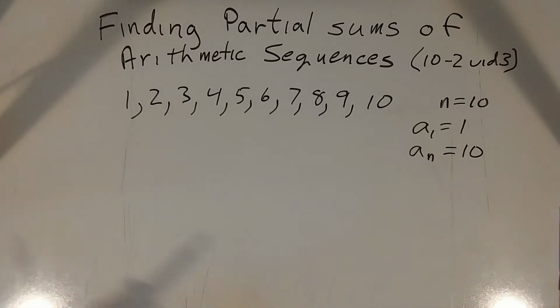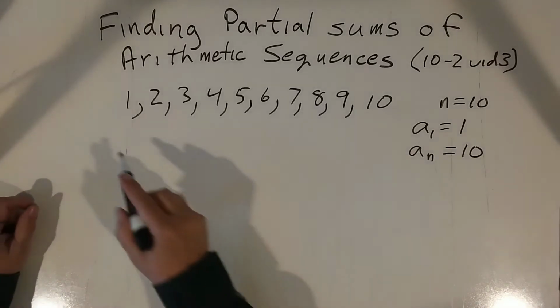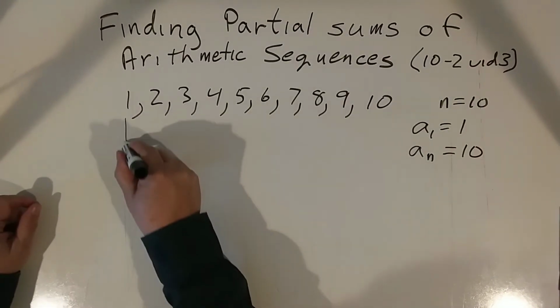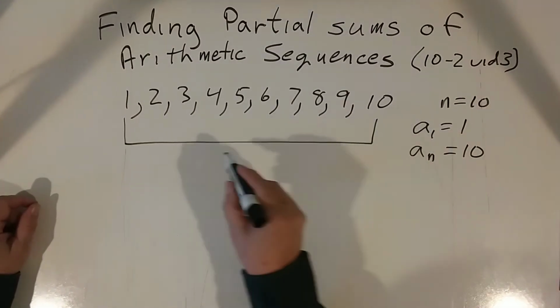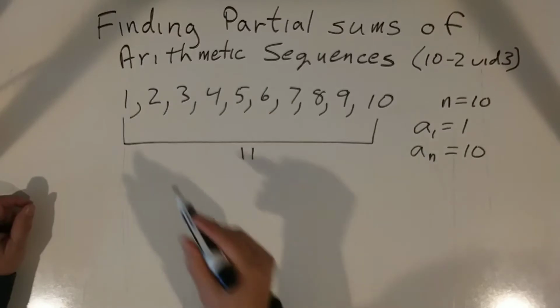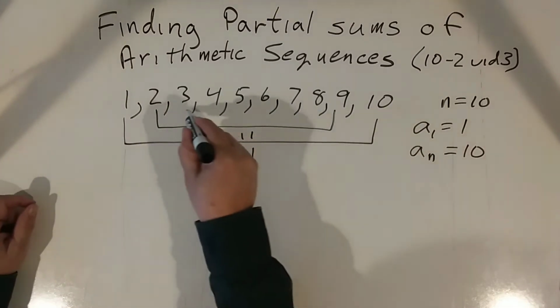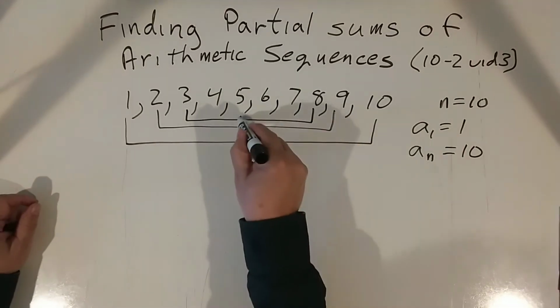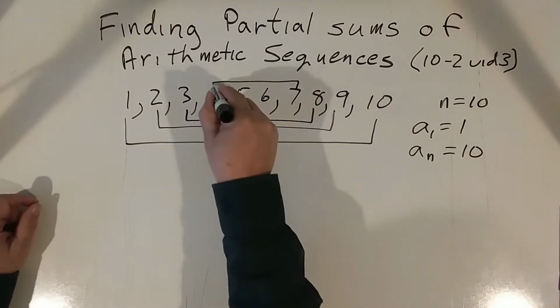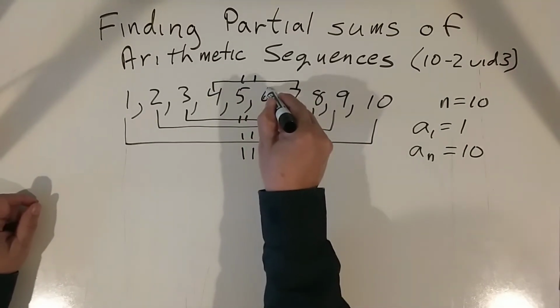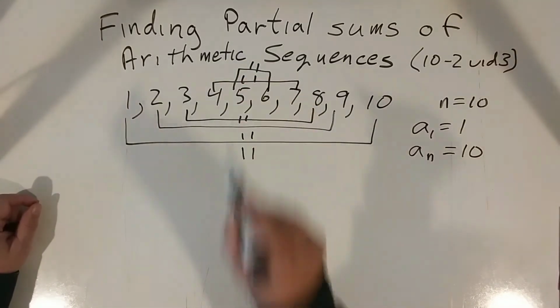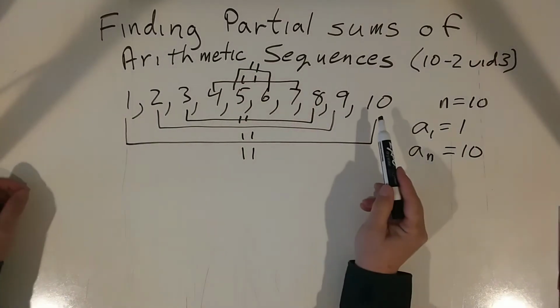It's an interesting fact that when I have an arithmetic sequence and I add the first and last term together, I get 11 for this case. And now we'll do each of the others like this. That's 11, that's 11, that's 11, that's 11. Notice that you always get the same number.